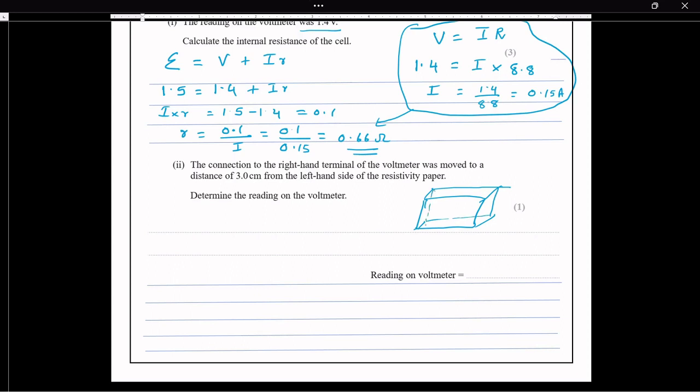The resistivity paper, I have drawn little magnified. Okay. So the length was 12 centimeter. This was the length. Now they are telling the length is reduced to a new value of 3 centimeter. The length is now only 3 centimeter. That is this part, only 3 centimeter length from the left side.